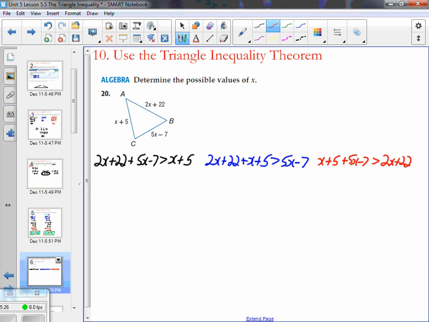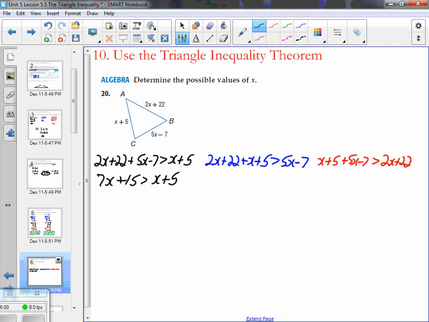Everybody with me? All right, let's solve these inequalities. Judging from what we did on 12 and 13, one of them is likely to not be useful. Let's see if that holds, okay? So let's do the one in black over here on the left. Let's simplify before we solve. 2x plus 5x, that's 7x. 22 minus 7, positive 15, greater than x plus 5.